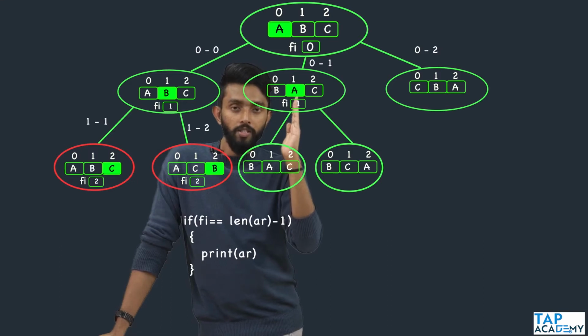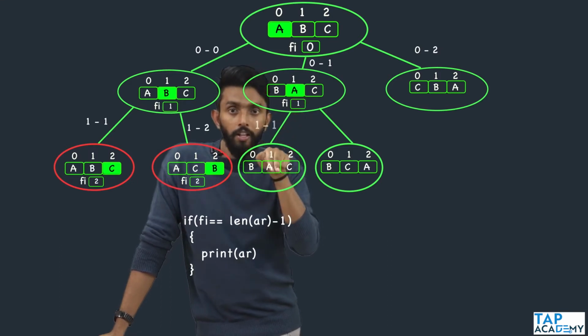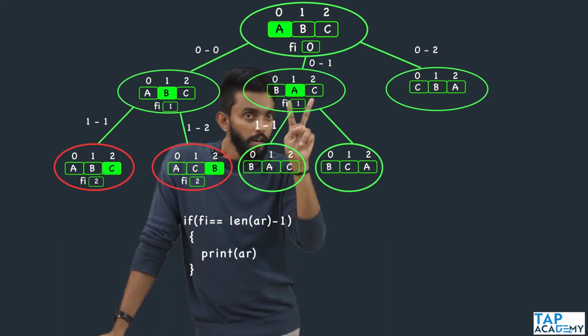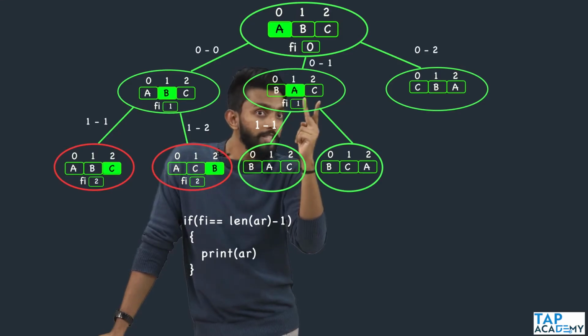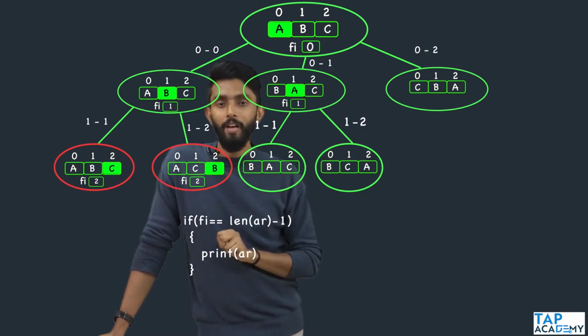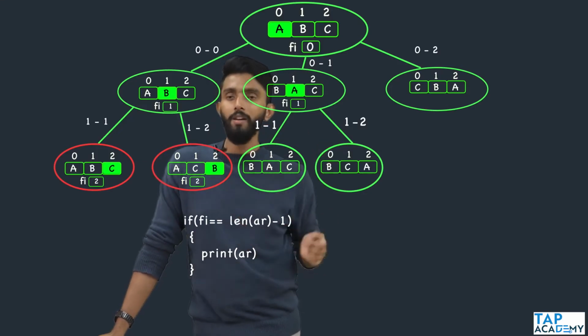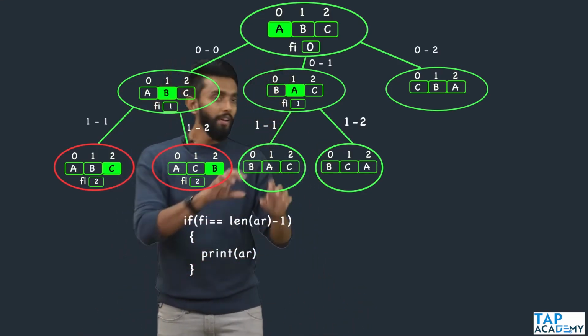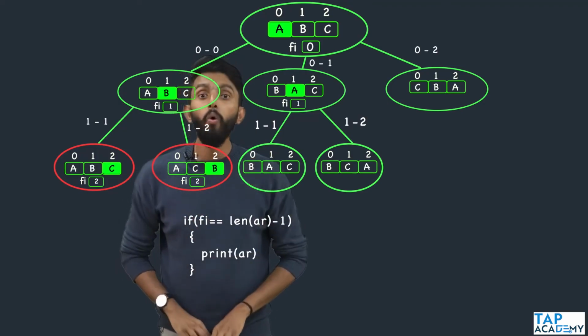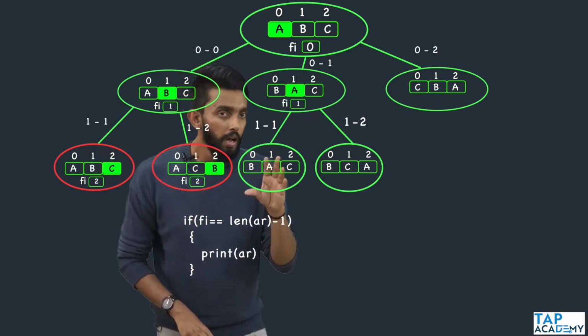Start from the fixed index. Swap with itself. Nothing will happen. Move further. Swap the first index with the next character. You will get this. So can I say 1-1, 1-2? Same as that. Any confusion till here? Great, sir. We got till here. What else?